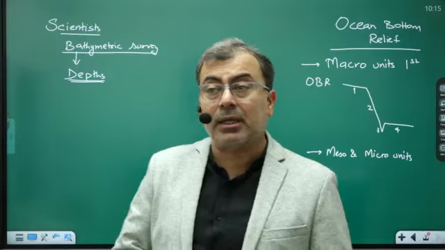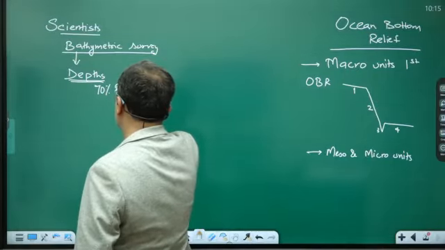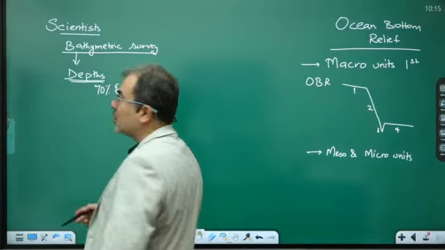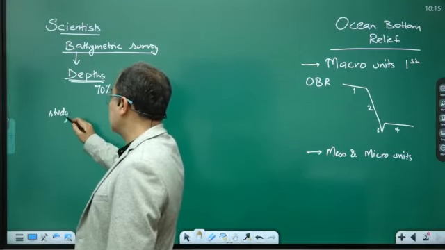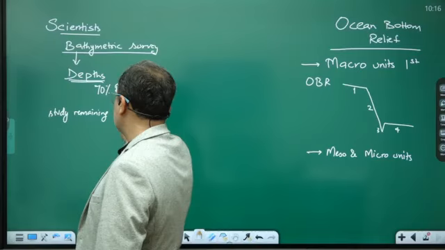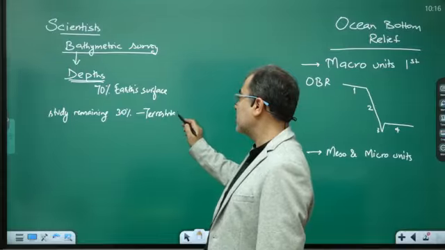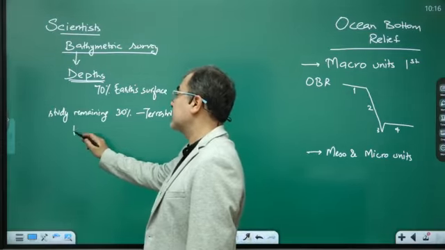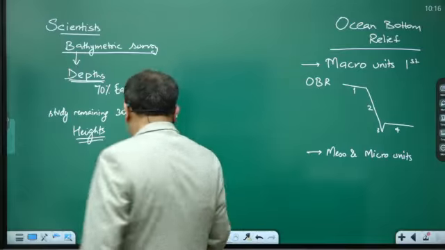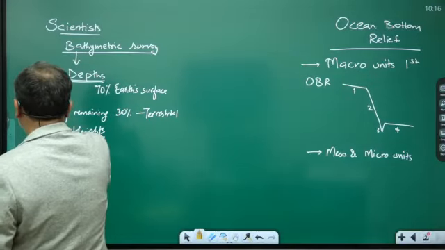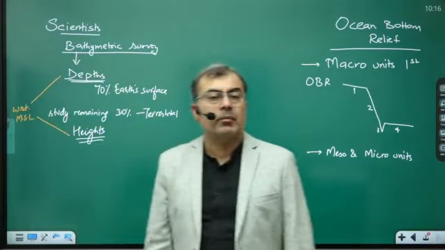When they were doing depth survey, they realized that they are attending to nearly 70% of the Earth's surface. And they realized, why not, when we are studying the Earth, study the remaining 30%? 30% is your terrestrial part, not oceanic. And the terrestrial part has got what? Terrestrial part has got heights and depths. With respect to both of them, heights and depths are measured with respect to what? Mean sea level. Get that?